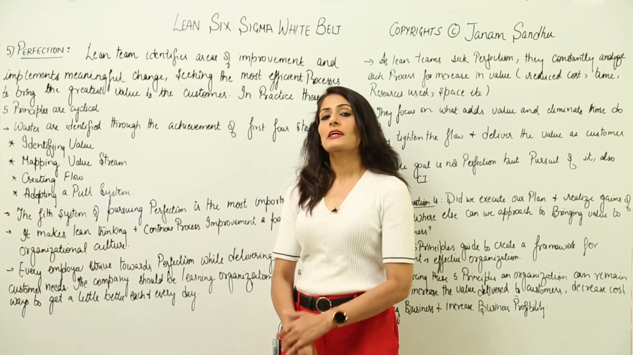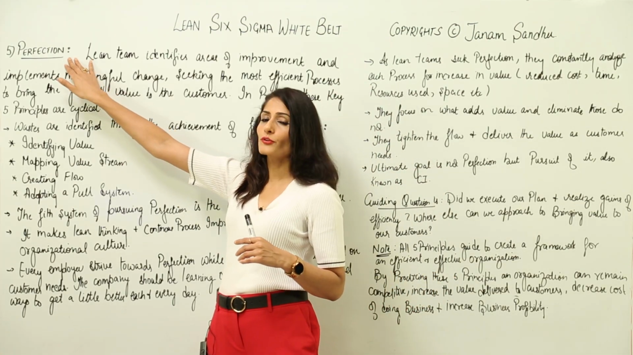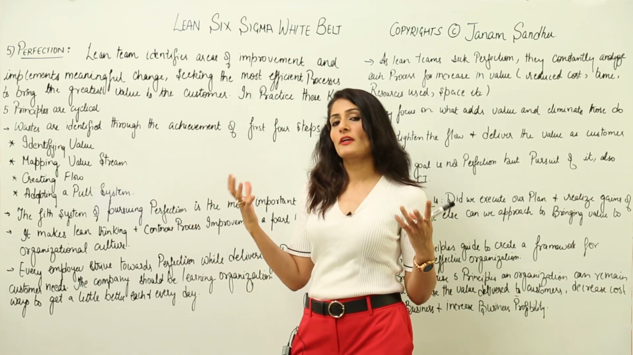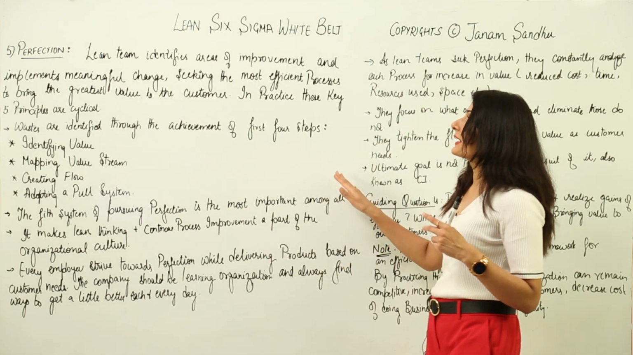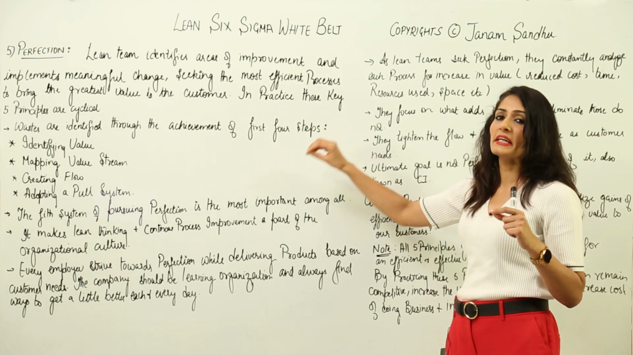Coming to the last and the fifth principle, that is pursuit of perfection. So, basically what does it mean? What does this principle have to state? Lean teams identify areas of improvement and implement meaningful change.